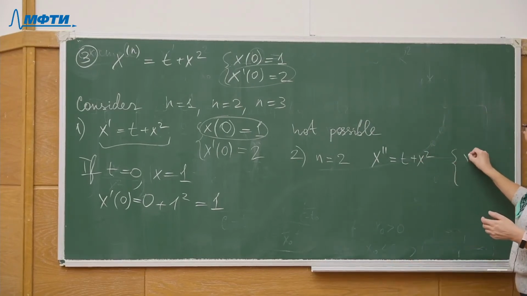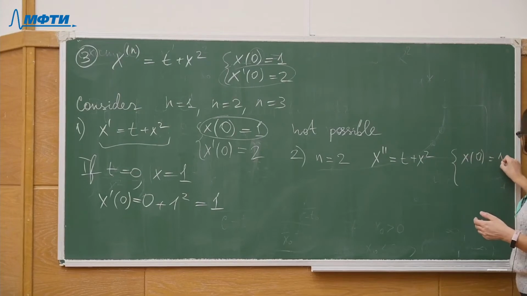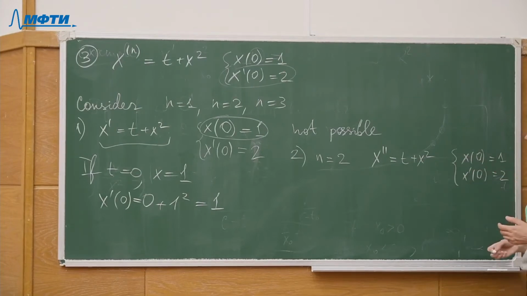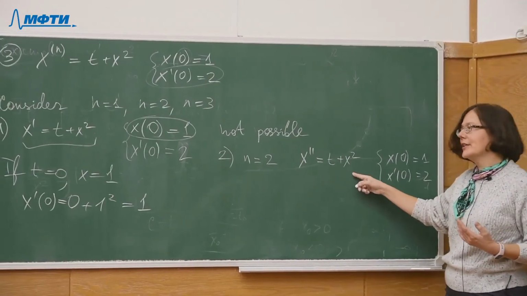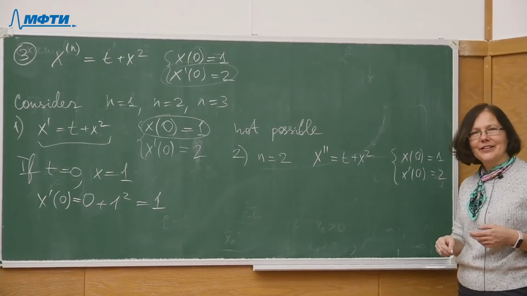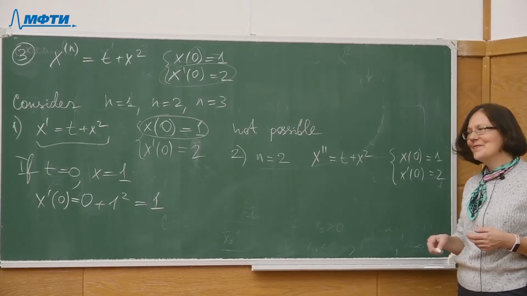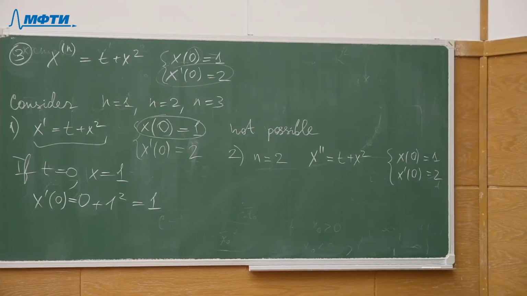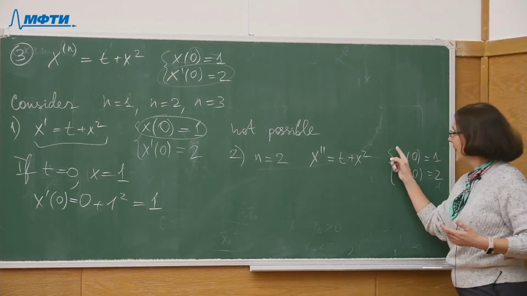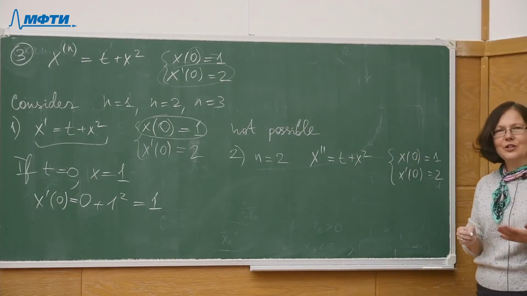So then, this is the set of initial conditions, right? Question 2. How many trajectories are there? How many solutions satisfy this differential equation and this initial condition? Can you answer this question? How many solutions satisfy this differential equation and these initial conditions?